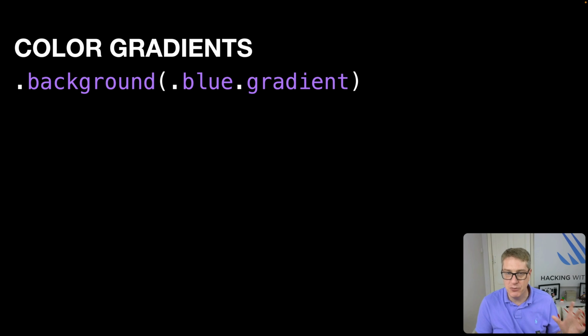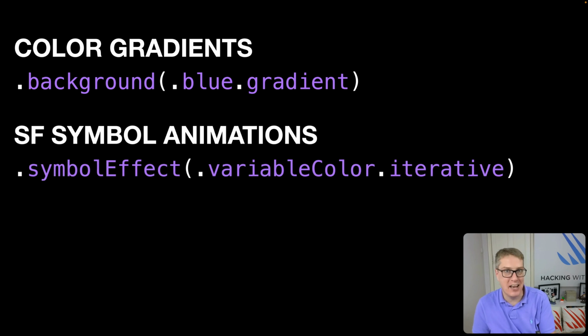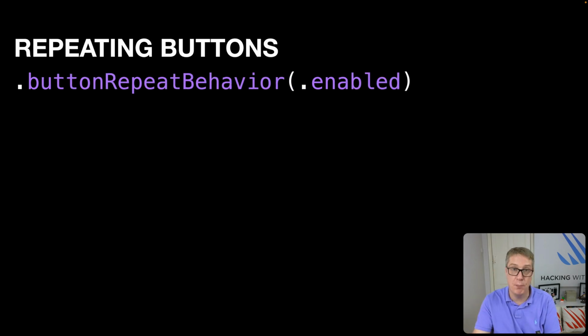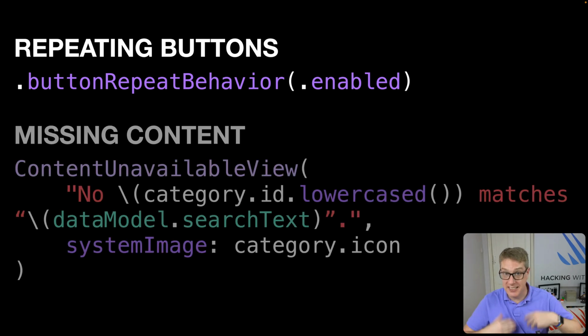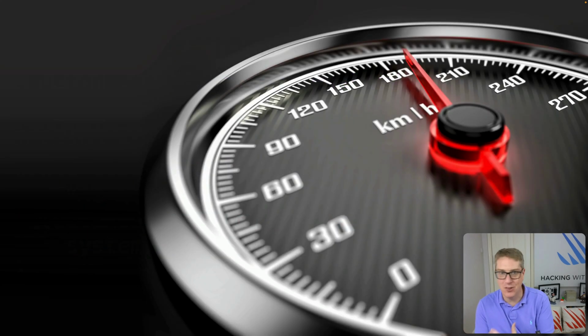Works for any of the built-in SwiftUI colors and all your own colors too. And we saw how to do the new SF symbol animations by using .variableColor, .iterative. We added button repeat behavior so you could press and hold on buttons to trigger again and again and again. Plus, we now show a system standard content unavailable view, so all our UI looks the same across every app on the Apple platforms.